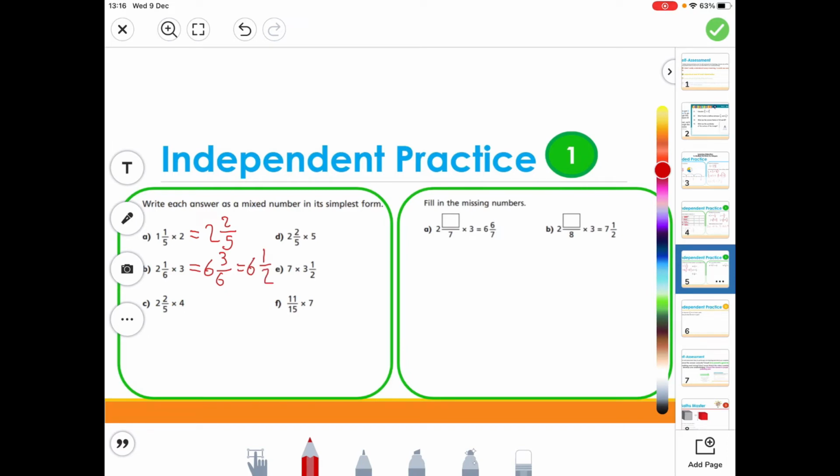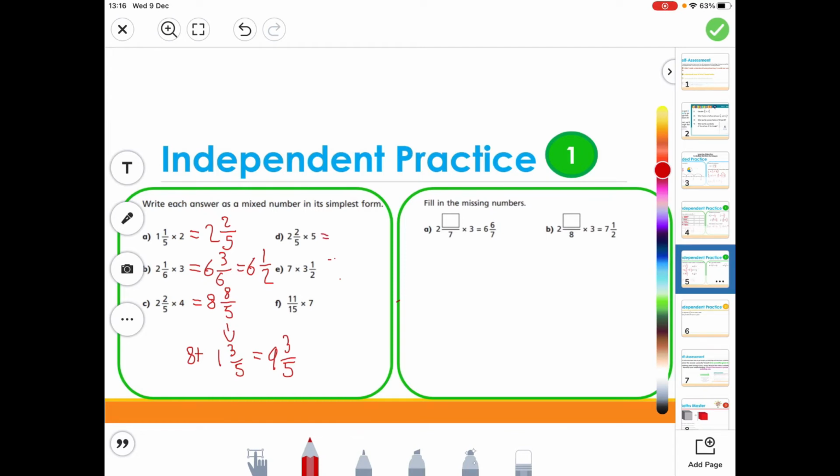C, multiply the whole numbers first. 2 times 4 is 8. Then the numerator 2 times 4 is 8. The denominator stays the same. Now I know that 8/5 is the same as 1 and 3/5. So if I do 8 plus 1 and 3/5, that equals 9 and 3/5 for C.